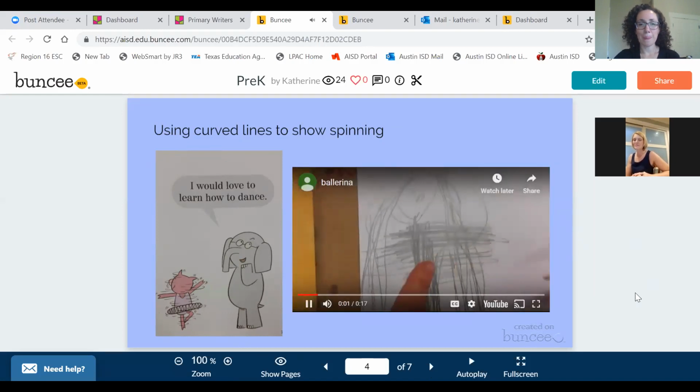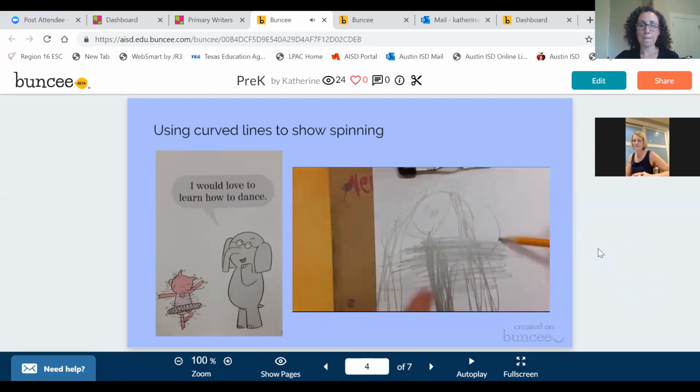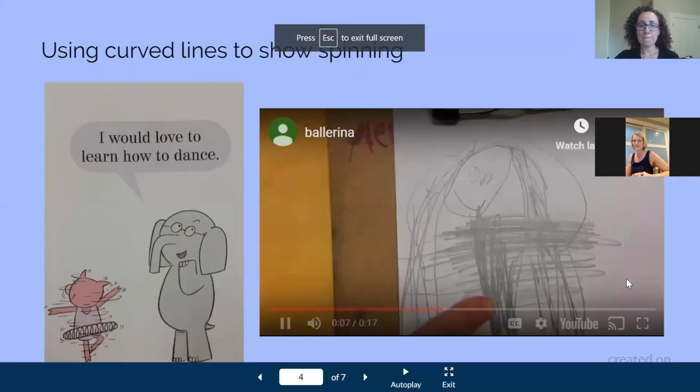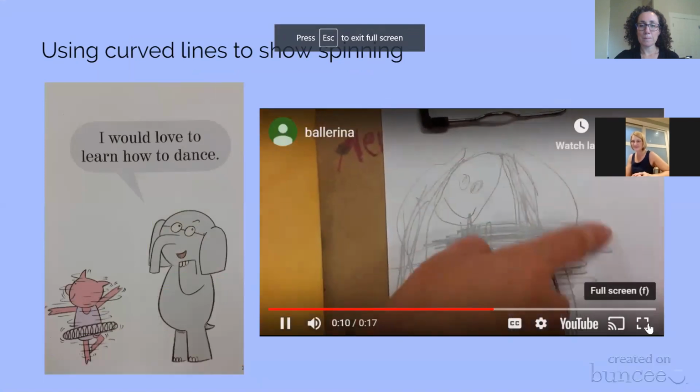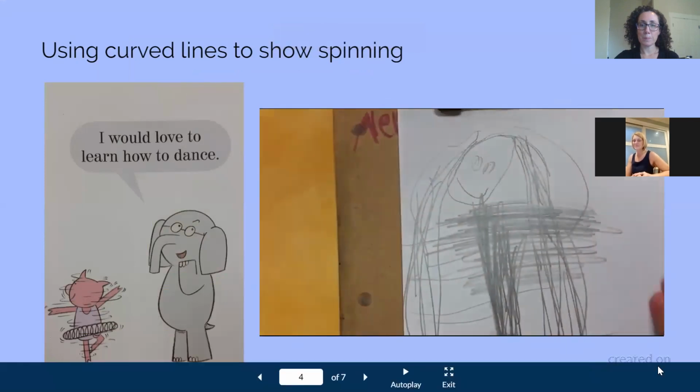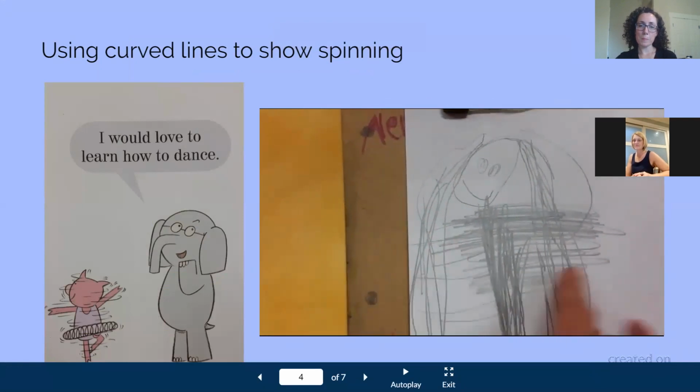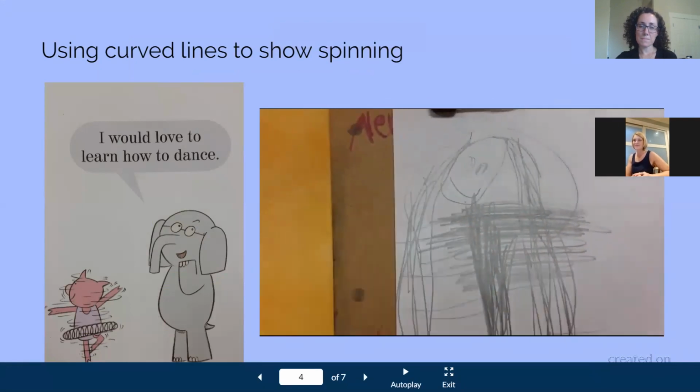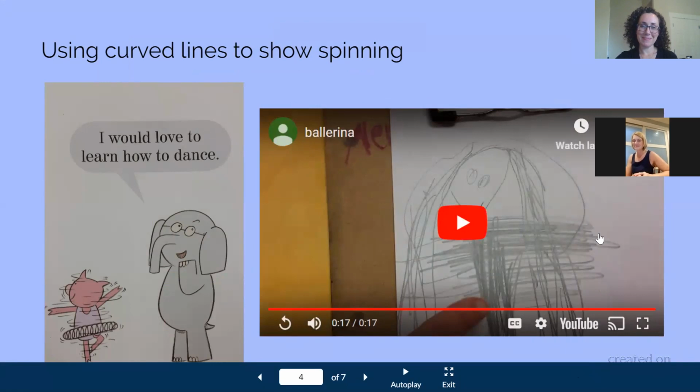So this is your ballerina, and here are these. Show me. Point to her arms. Yes, I see them. Are these them reaching up here and over here? And are these the lines to show that she's spinning, spinning, spinning, spinning? That's amazing.